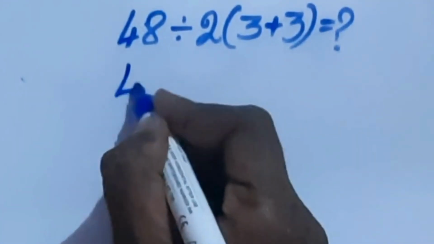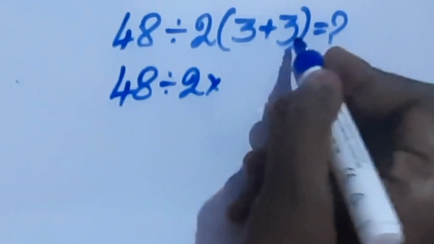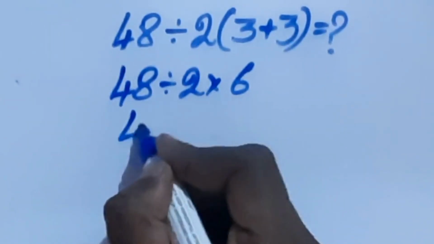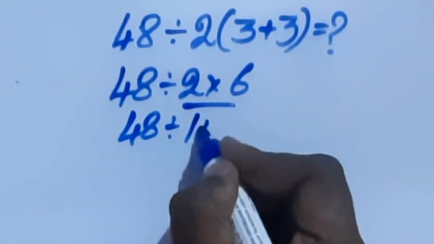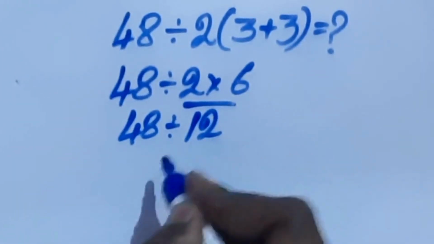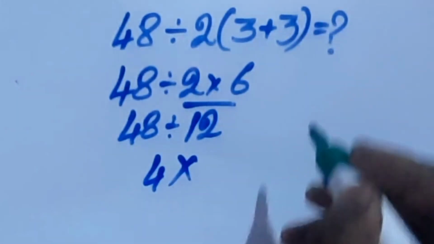I guess here 48 divided by 2 times, here 3 plus 3 is 6. Here 48 divided by 2 times 6 is 12. Here 48 divided by 12 is 4, which is the wrong answer. As per this order of operation, this 4 is the wrong answer.